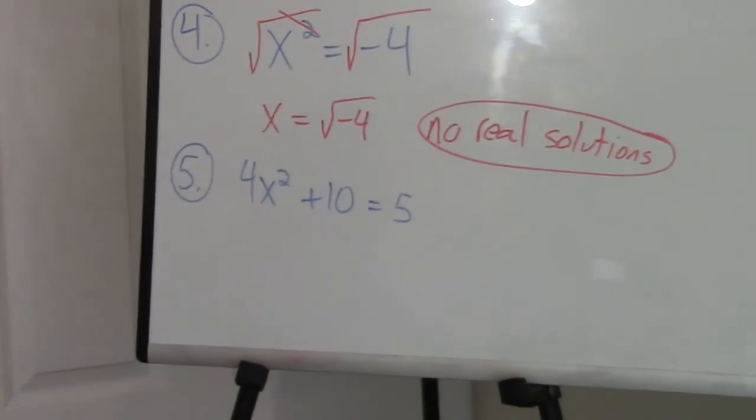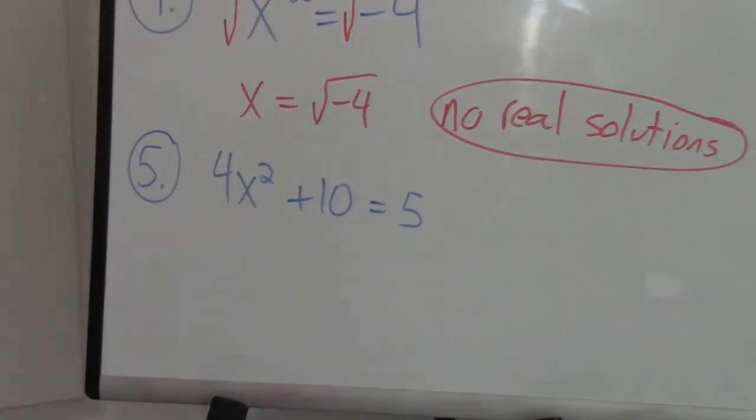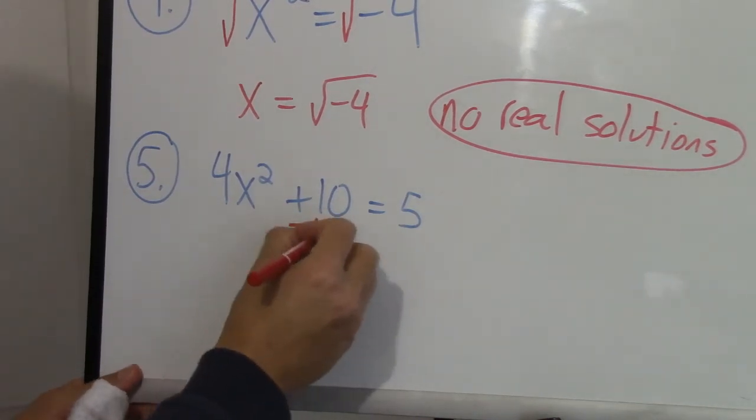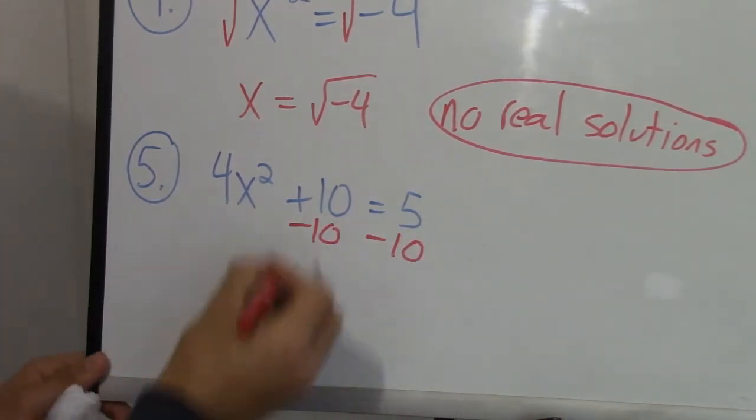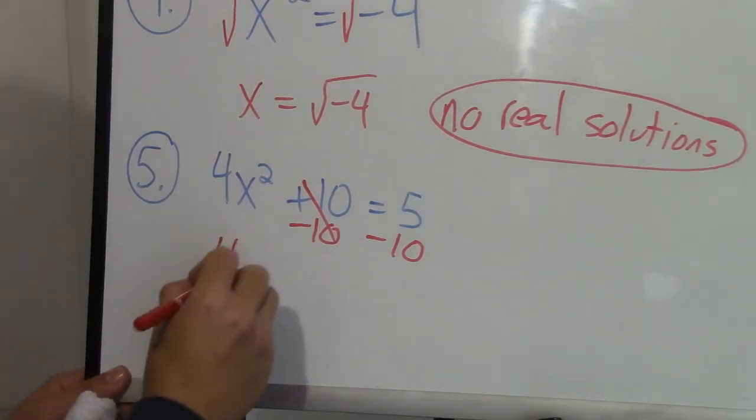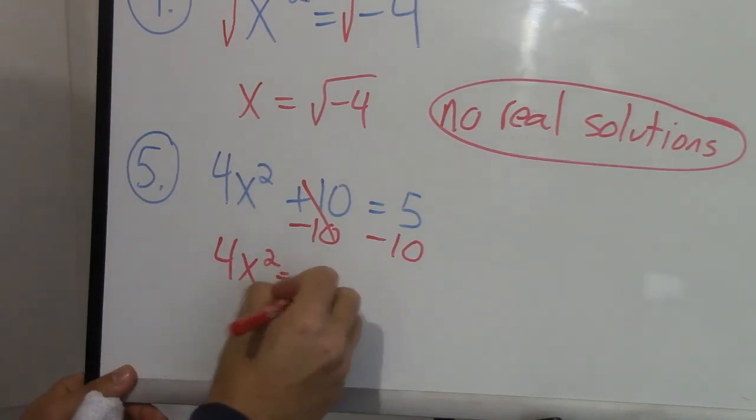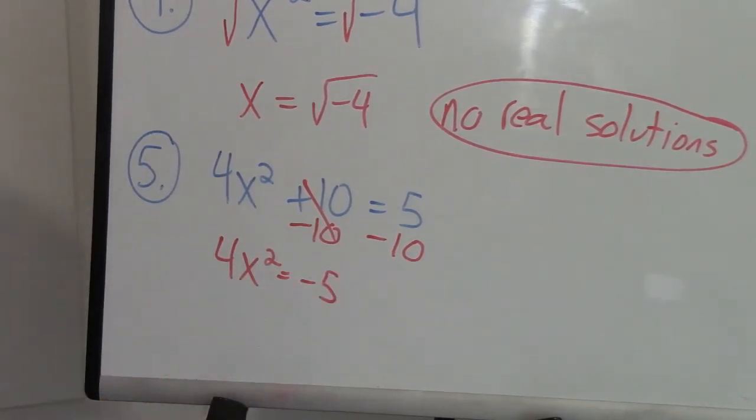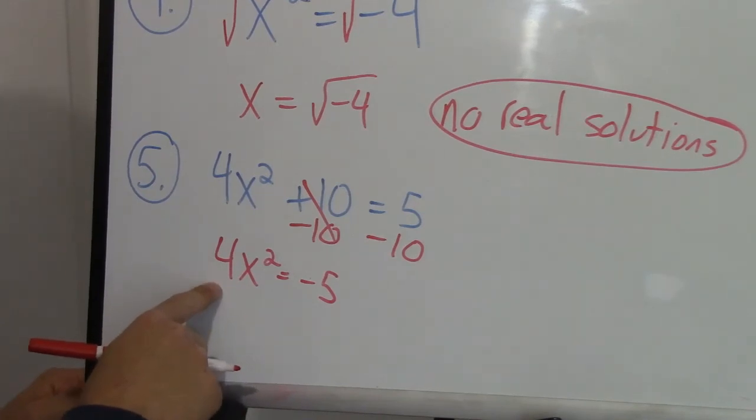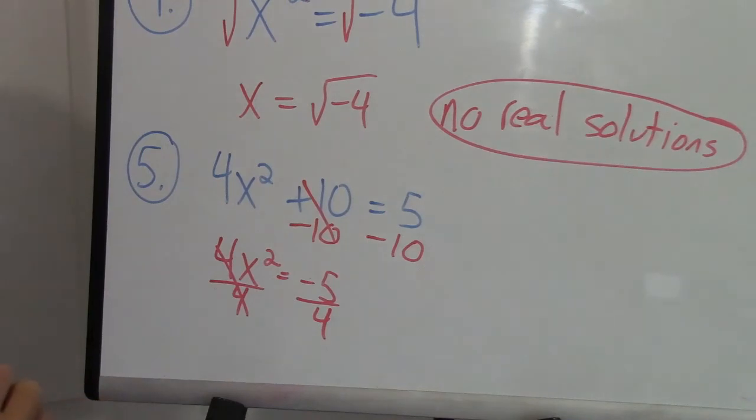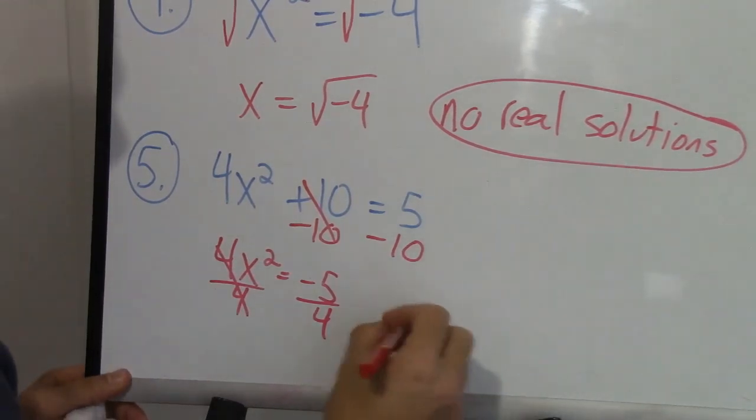For number 5, we have a little bit more steps to do. We have 4x squared plus 10 equals 5. We want to undo each thing one at a time. We're going to undo the addition first by subtracting 10 from both sides. That undoes the plus 10, and we get 4x squared. 5 minus 10 is negative 5. Then we need to get rid of the multiplying by 4. So we're going to divide by 4. That's going to cancel out, and we're going to get x squared.